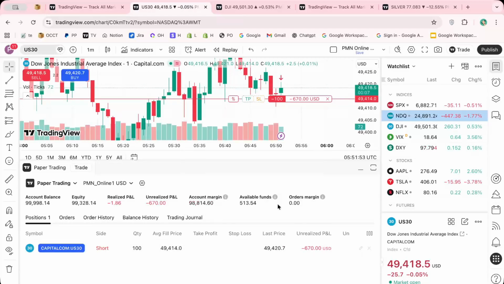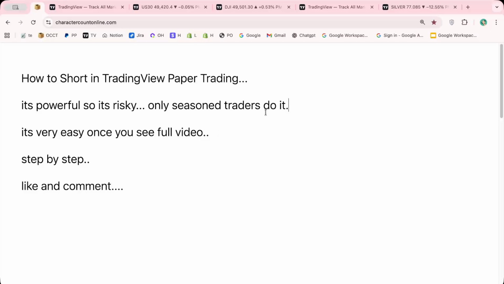By following these steps, you've now successfully placed, monitored, and closed a short trade using TradingView's paper trading platform. Remember, the more you practice, the more comfortable you'll become with these strategies.